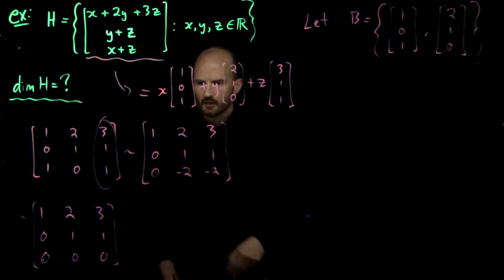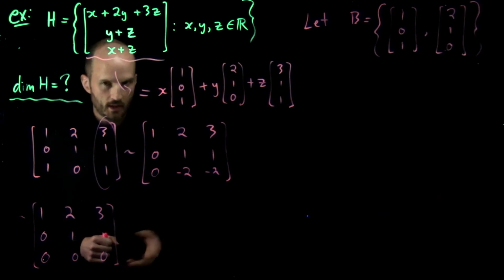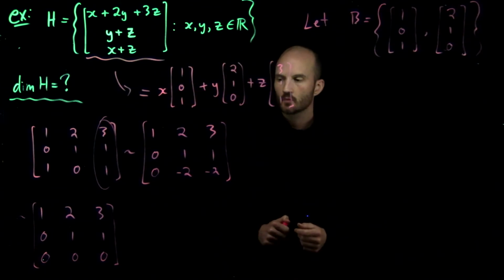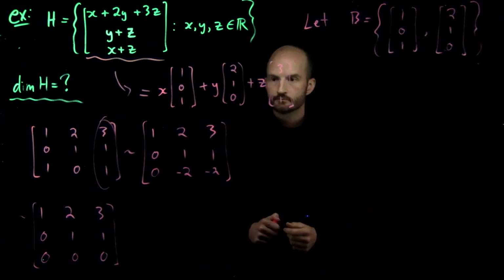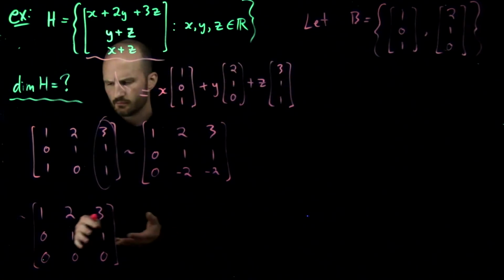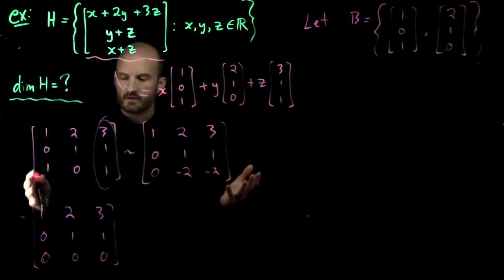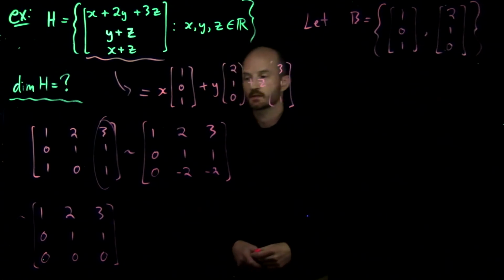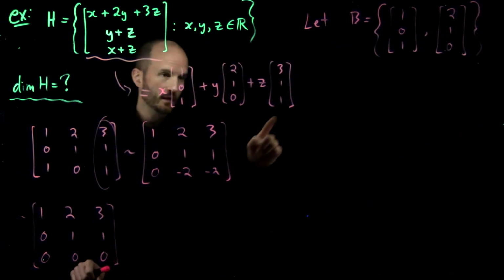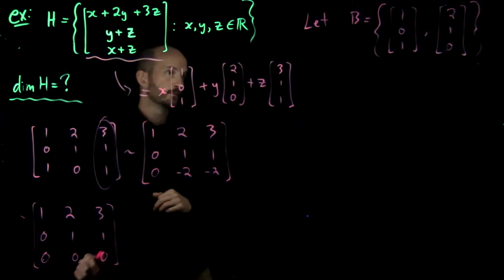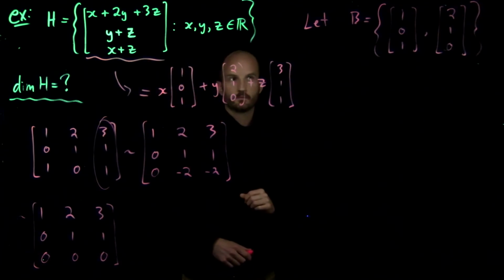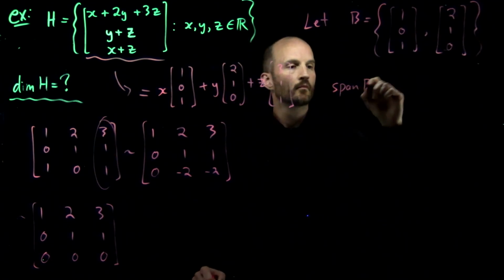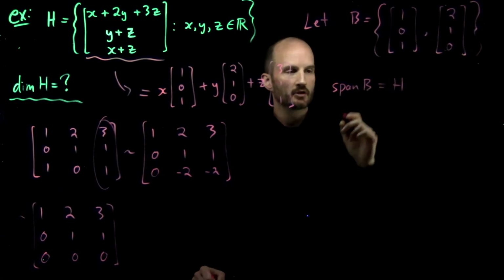So again, I've determined that the three vectors are dependent, meaning I can subtract one without changing the span. Sometimes it doesn't matter which one you subtract. In this case, it was pretty obvious that it was safe to subtract this one, since from here I can see that this vector is a linear combination of these two. And I know that span B is equal to H.